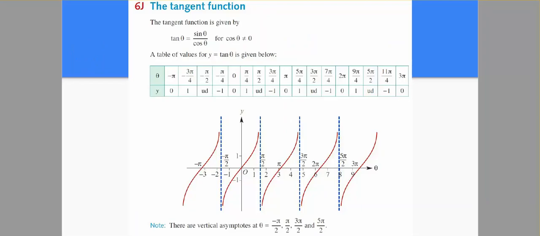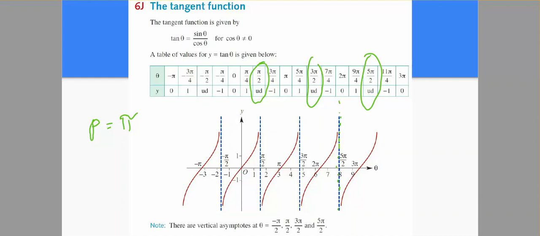So the tangent graph, unlike the sine and cosine curve, has a period of pi. Because it is undefined when theta equals pi on 2, 3 pi on 2 and 5 pi on 2, it has asymptotes.